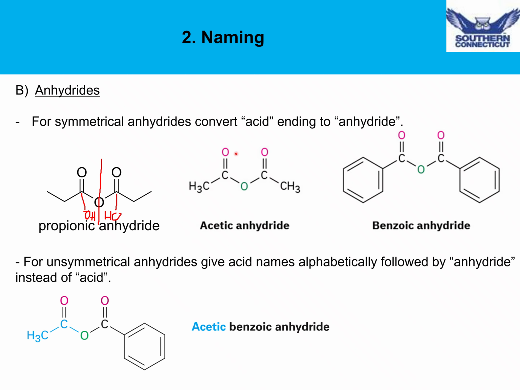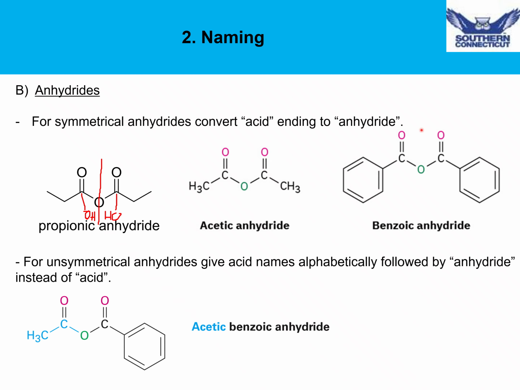In the next example, again, if we split the anhydride down the middle and think of the left side and the right side as two different carboxylic acids, we would name those carboxylic acids as acetic acid. That's the common name for it. Or if you want to use the IUPAC name, it would be ethanoic acid. If we change the acid ending to anhydride, we have the name for this anhydride. So it's acetic anhydride.